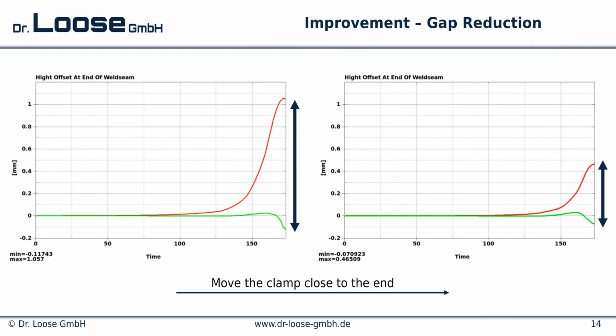On this slide we see the vertical movement from the left and right border of the profiles nearby the weld, on the left hand side before the improvement and on the right hand side after the improvement. And we clearly see the significant gap reduction.